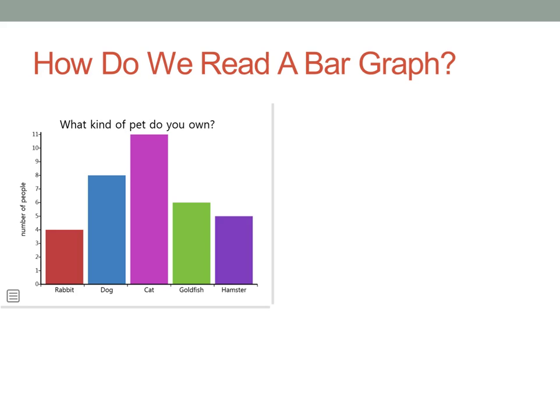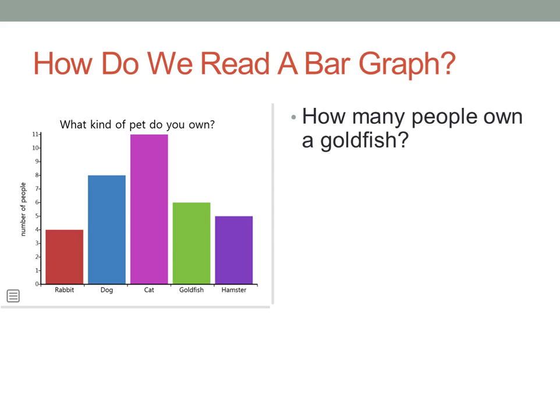So let's go into bar graph a little deeper. So here, let's answer some questions. How many people own a goldfish? So we find the goldfish category, and then we move over to the axes over here, the vertical axes, and we see that it's 6. So we get 6 people owning a goldfish.